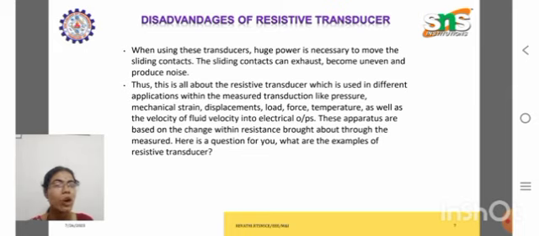Thus, this is all about the resistive transducer, which is used in different applications to convert pressure, mechanical strain, displacement, load, force, temperature, as well as fluid velocity into electrical outputs. These apparatus are based on the change in resistance brought about by the measurement.